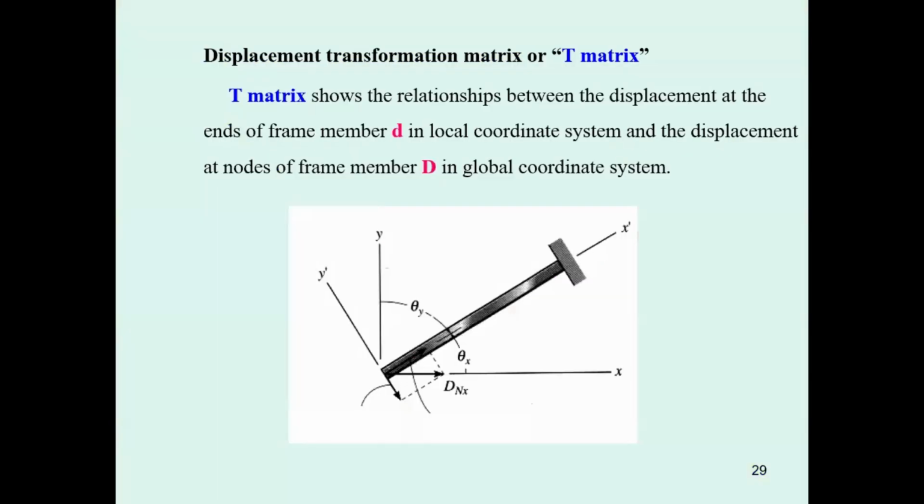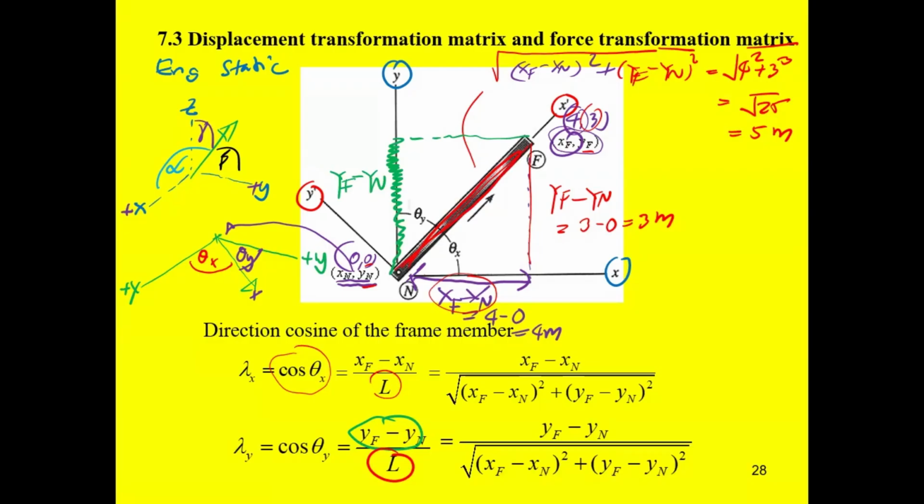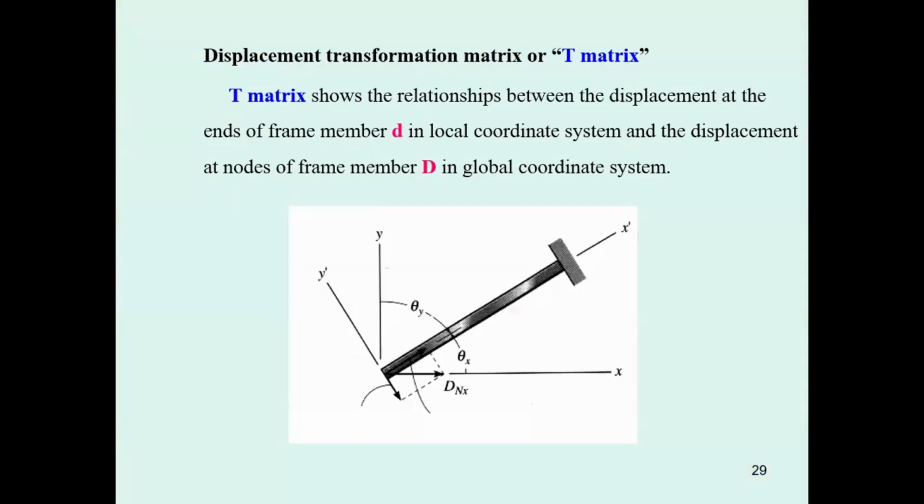Now, after you know about the direction cosine of the frame member, we come to determine the so-called capital T matrix. Capital T matrix is the displacement transformation matrix. It's going to relate the small d with the capital D matrix. Now, we assume there is a deflection occurring on the frame, capital D and X. And this capital D and X can be separated into these two components.